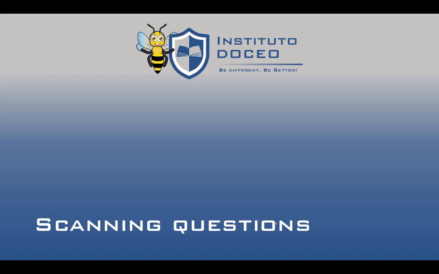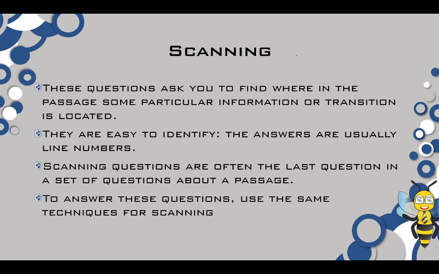Can I continue with the scanning questions? Yes, please. So these questions ask you to find where in the passage some particular information or transition is located. They are easy to identify. The answers are usually line numbers. So normally in these questions, the answer choices are, for example, option A says line 7, option B says line 9, or something like that. So you're going to identify these types of questions because the answer choices say the number of the line.